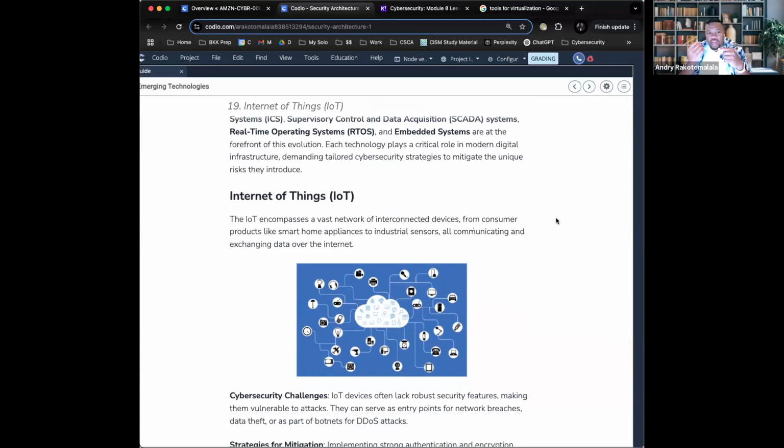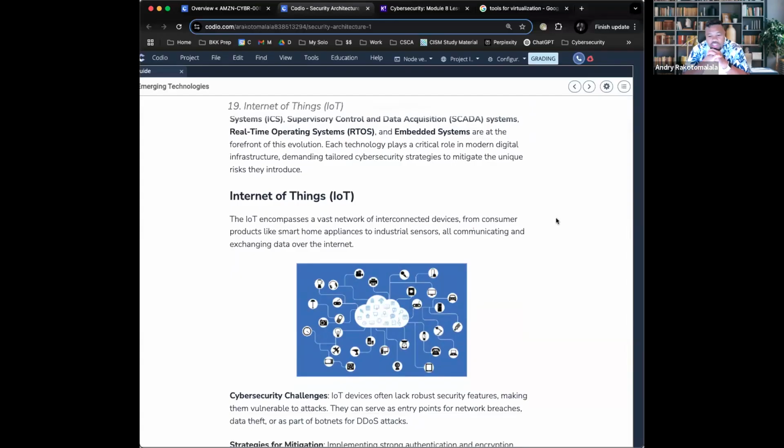If you have an IoT device, which, by the way, can be like an Amazon Echo, a Ring camera, or a Roomba, any of these devices that do one specific thing.